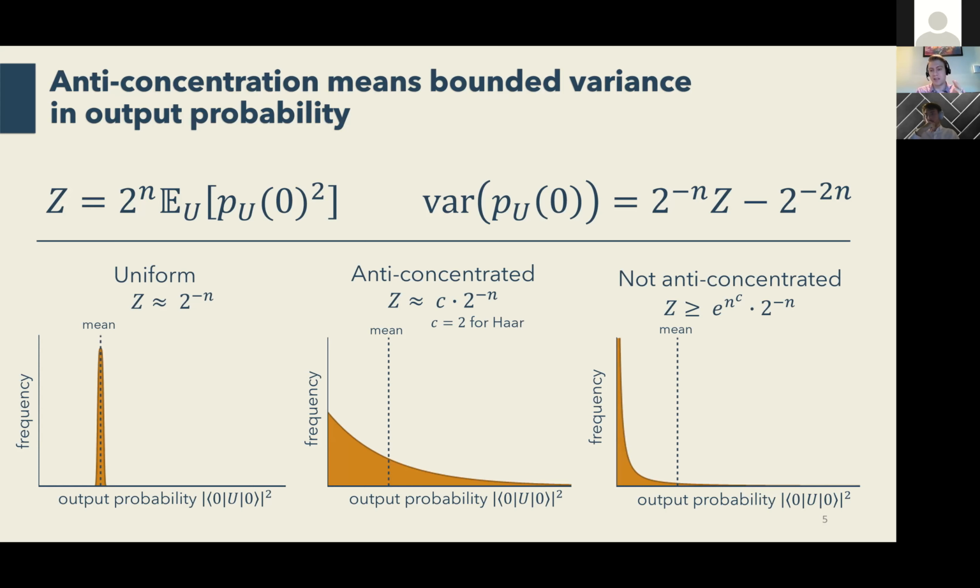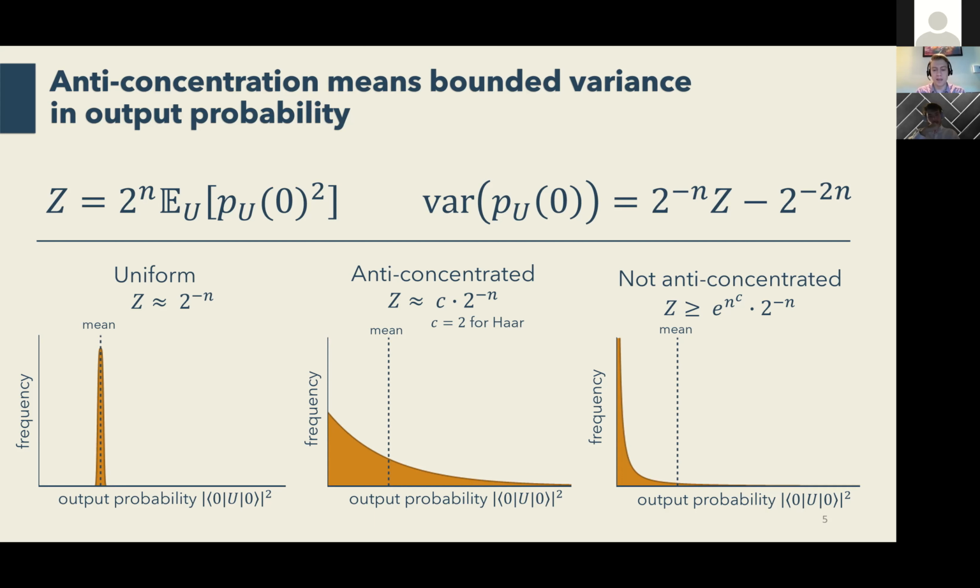And this contrasts with the not anti-concentrated case, where the collision probability is much larger than 1/2 to the n. And although the mean is still 1/2 to the n in this case, you have a few very heavy outputs in your probability distribution that have a lot of the probability mass concentrated on them. So it's not anti-concentrated. And conversely, in order for the mean to still be 1/2 to the n, you need most of the output probabilities to be very close to 0, much smaller than the mean.